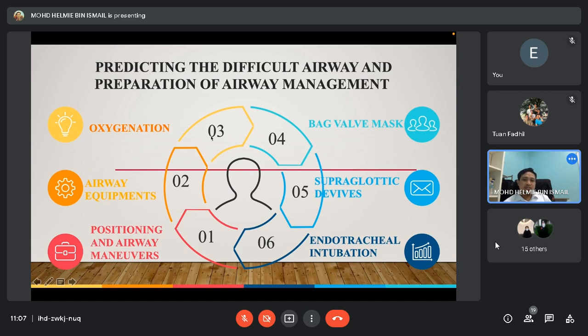Basically, kalau patient still has spontaneous breathing, you can give oxygen only. If the patient has a ventilation problem, you need to give positive pressure ventilation through the bag valve mask. Of course, if you cannot intubate, you need to prepare for a supraglottic device, contoh LMA. Alright. And then of course lastly, you need to intubate lah, if the patient needs endotracheal intubation.